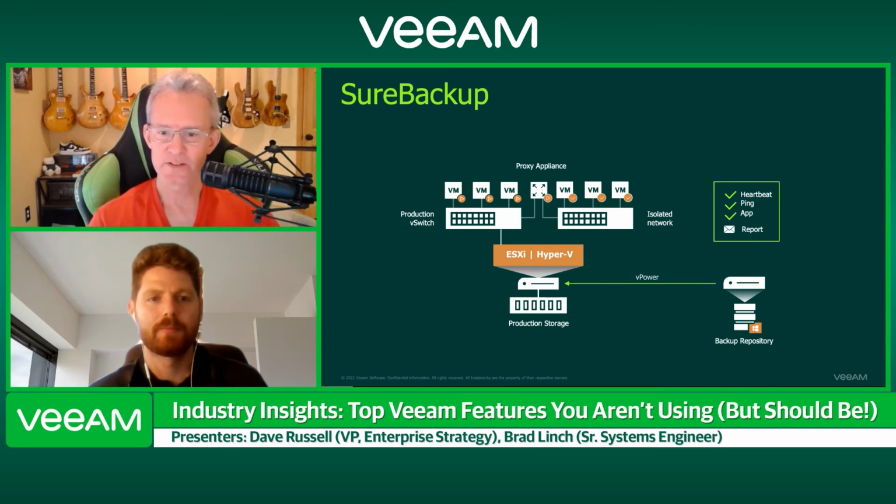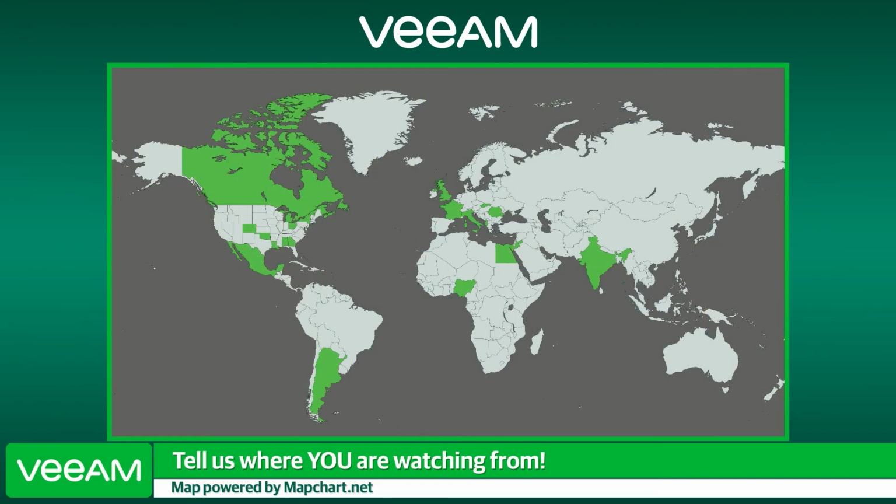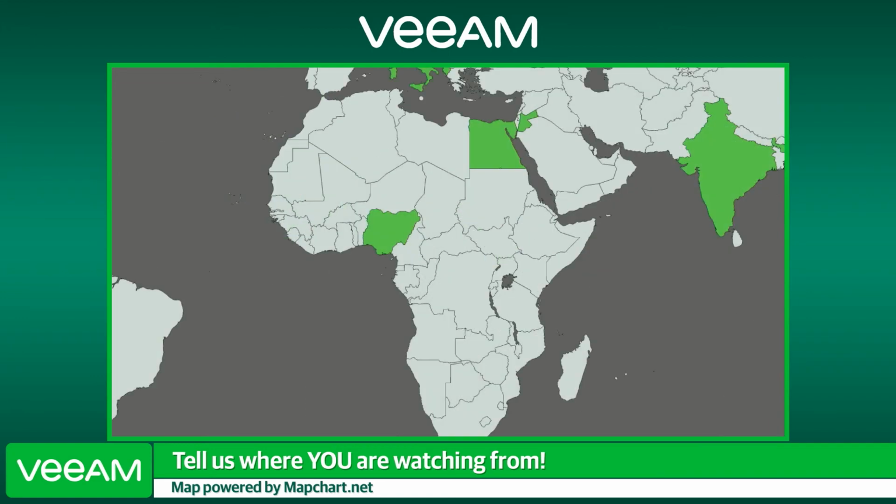Outstanding. Well, I understand we've got a bit of an update on the map. Let's see who may have come in. Let's see. We've got a few different countries. Nigeria, New York, Jordan, for example, have come in. We appreciate that. Outstanding. Keep that coming.